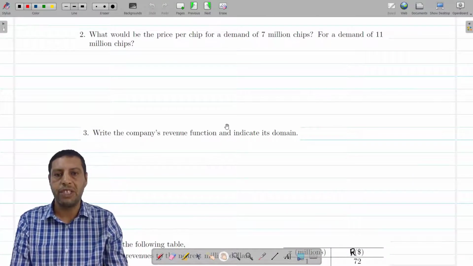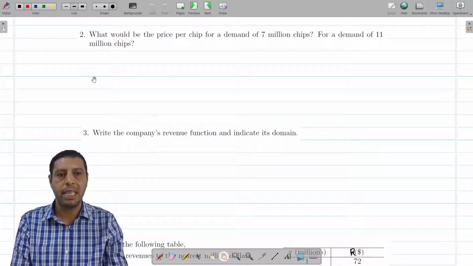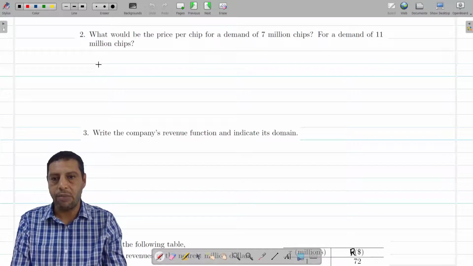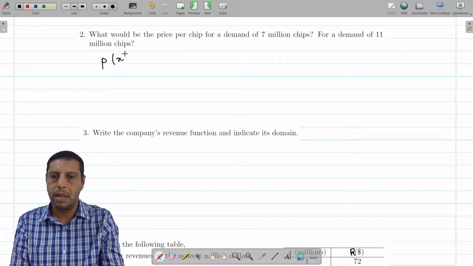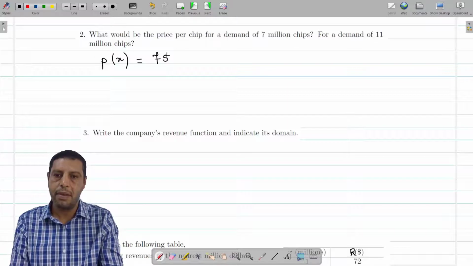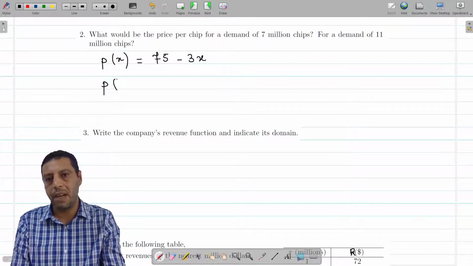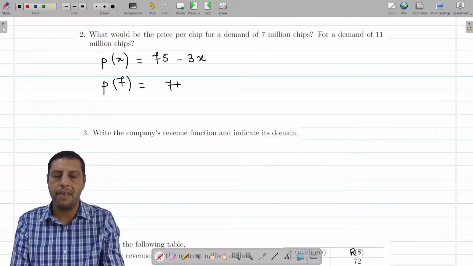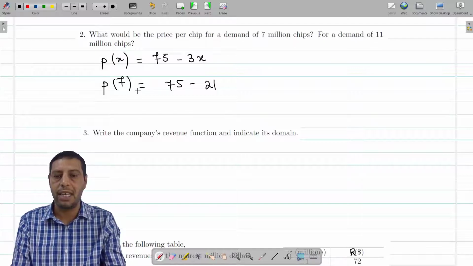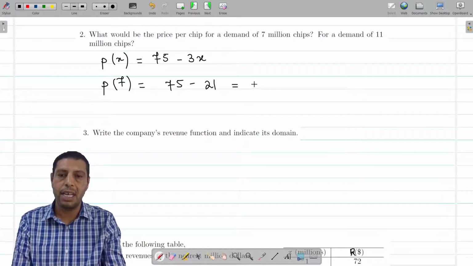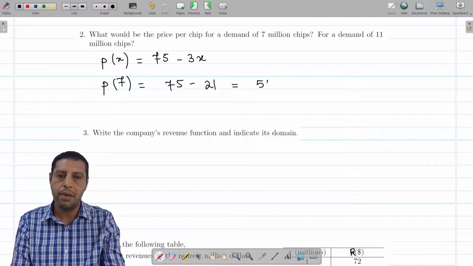What would be the price per chip for a demand of 7 million chips, and for a demand of 11 million chips? Remember that we have P of X equals 75 minus 3X, and we're going to use this price-demand equation to determine the price for different quantities. So P of 7 is 75 minus 3 times 7, which is 21. So we just substituted X by 7 here. Keep in mind that X is millions of chips. So here, 7 million chips. You replace X by 7 and you will get the result, which is $54.